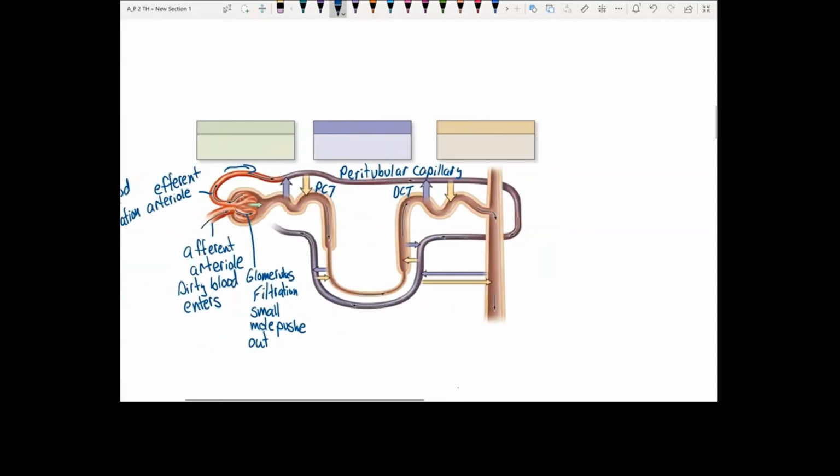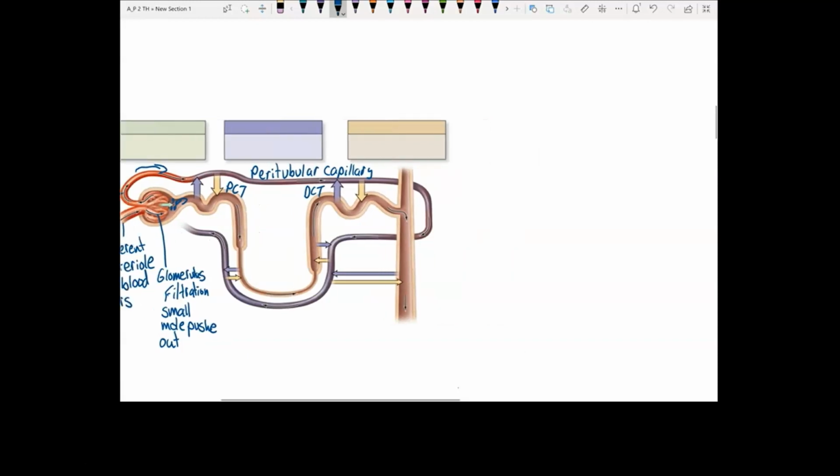So you would have your filtrate right here. That filtrate would flow into the proximal convoluted tubule, and then we would call it tubular fluid. So the tubular fluid in the proximal convoluted tubule and distal convoluted tubule exchanges with the blood in the peritubular capillary.